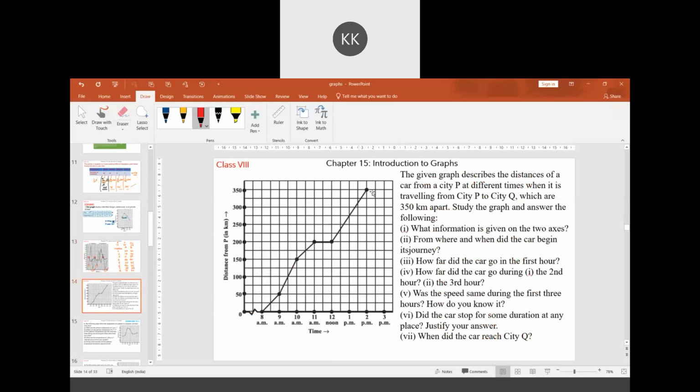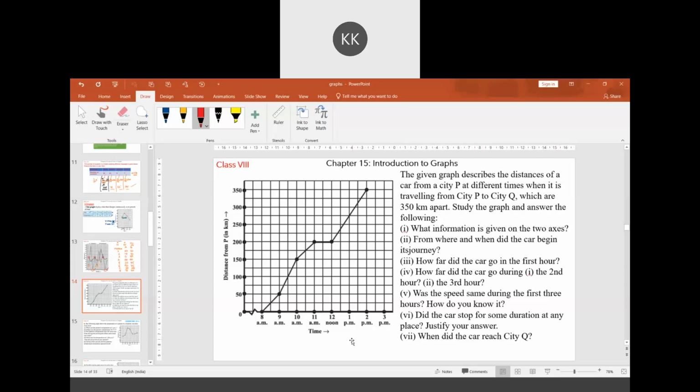Just look at this. The given graph describes the distances of a car from a city P at different times when it is traveling from city P to Q, which are 350 kilometers apart. Study the graph and answer the following. What information is given on two axes?